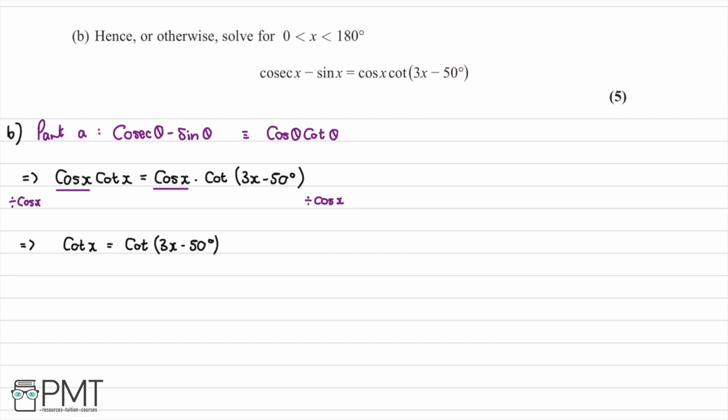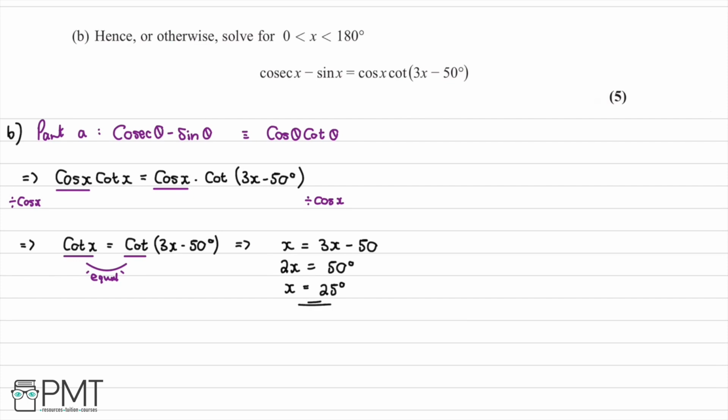So therefore, we can see that x is going to be equal to 3x minus 50 degrees. And this is just from the fact that these coefficients are the same. So we have cot on both sides. So from this, we'll just write in here that these are equal, if you like. So then we have, therefore, that x is going to be equal to 3x minus 50. So we can then solve this. We can say that, therefore, 2x is going to be equal to 50 degrees. And therefore, x is going to be equal to 25 degrees.